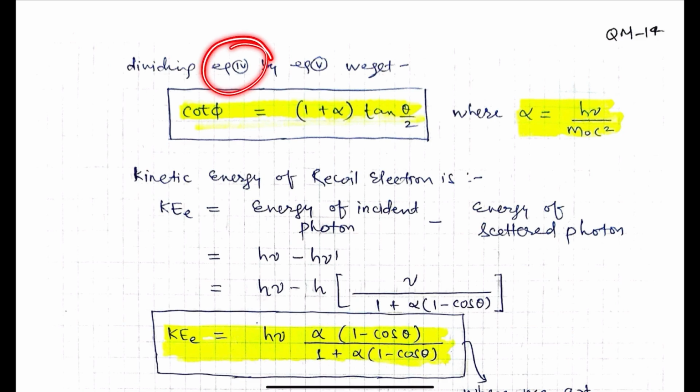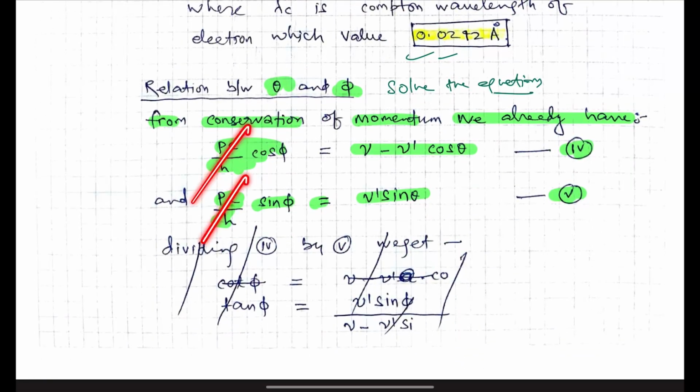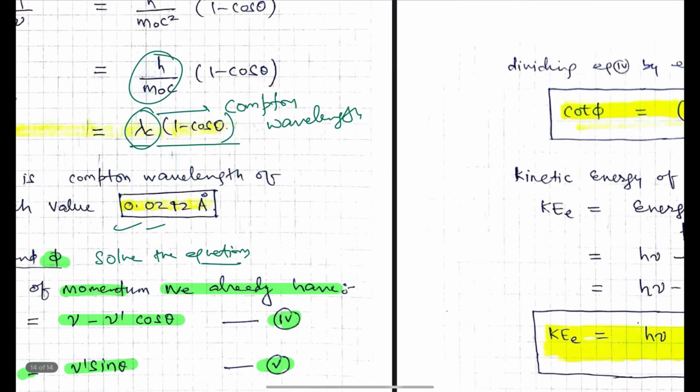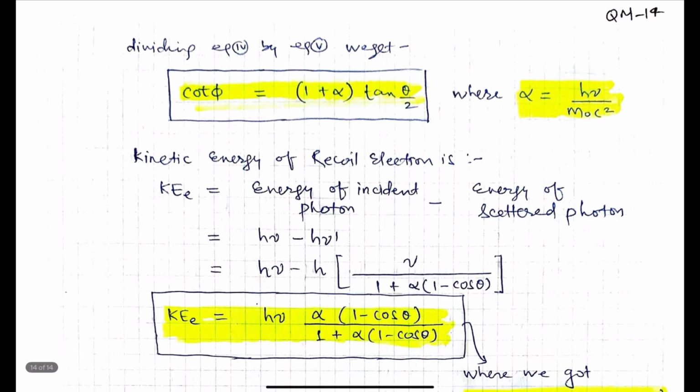Okay. So when you divide equation 4 by equation 5, we get that these are getting cancelled, PC upon h, PC upon h, and cos psi divided by sin psi is nothing but cot psi. And here we have got some constant which is 1 plus alpha, and this is tan theta over 2. And alpha is nothing but h nu upon rest mass energy. So alpha is a kind of constant because this is also a kind of energy, this is also a kind of energy. Okay. So this is the relationship in between this and this.